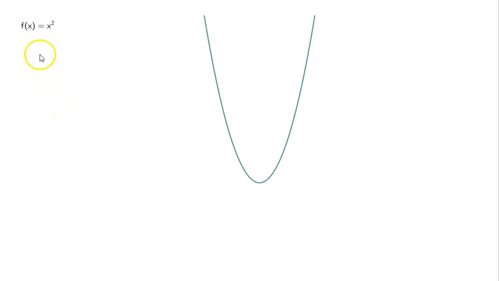Let's look at the Fourier series for f of x equal to x square. We know the Fourier series formula is this. To be able to apply this to this function, we have to figure out what is a naught, an, and bn. So let's proceed to find a naught, an, bn.